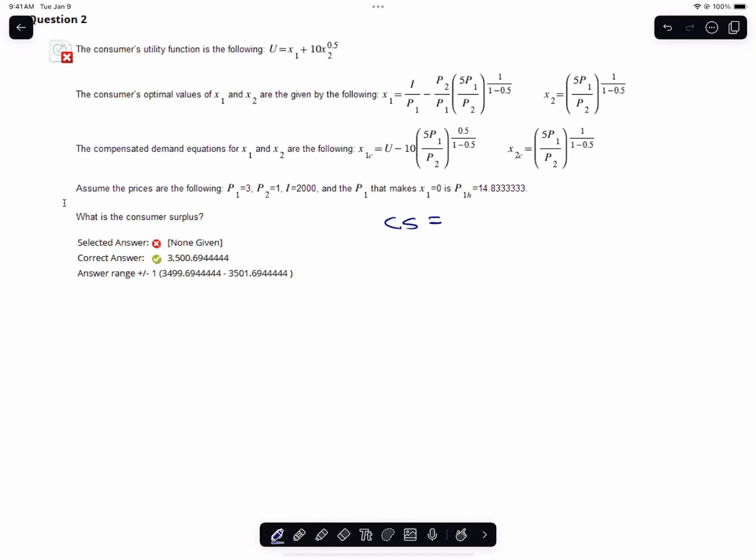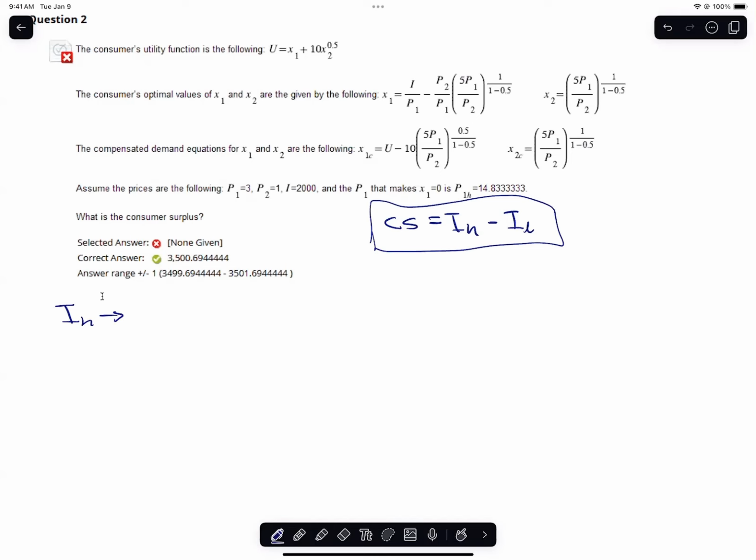So IH minus IL. That's just the equation that I'm going to use to compute the income. Okay, all right. So what is IH?